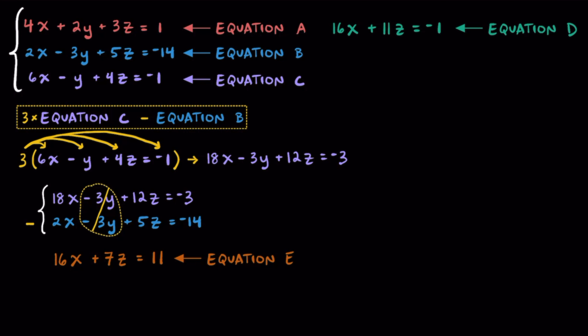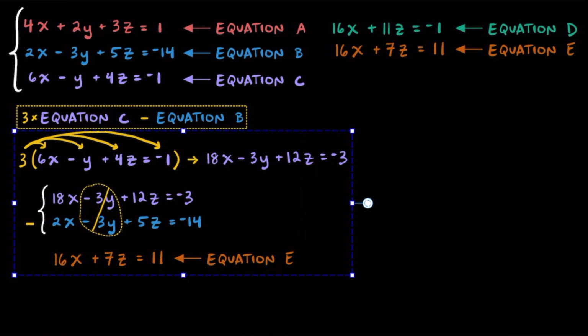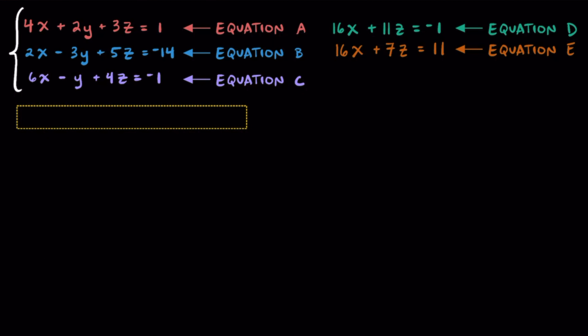Just to keep things nice and organized, let's go ahead and move this equation E next to equation D in the top right. So let's review what we've done so far. We started off with 3 equations, equation A, B, and C, and they all had 3 variables. We just used the elimination method, or strategy, and we came up with these equations D and E. Equations D and E only have 2 variables instead of 3, and this is much easier to solve now.